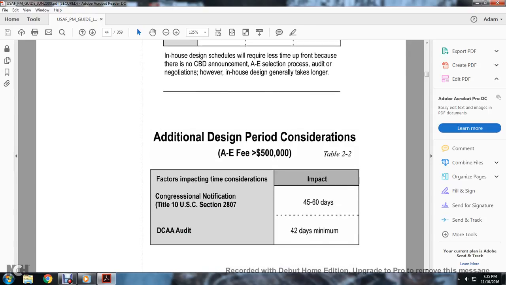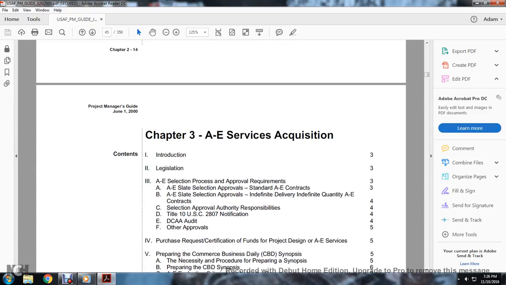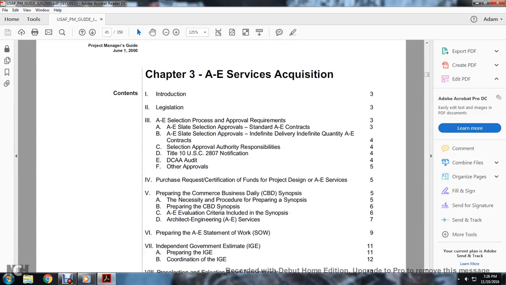Additional design period considerations: A&E fees of less than $500,000. Congressional notification, Title 10 U.S. Code Section 2807, 45 to 60 days. Defense Contract Audit Agency audit of 42 days minimum. Chapter 3, A&E service acquisitions.